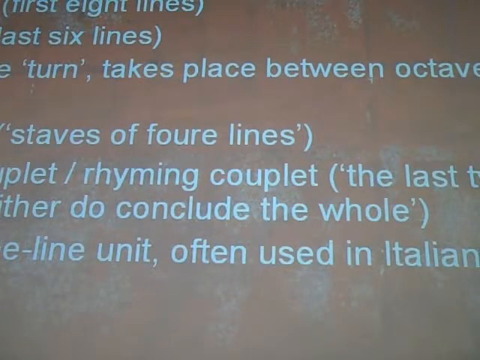The sense couplet, or the rhyming couplet, is that bit at the end. The last 2 rhyming together do conclude the whole. The tercet is not used that often in English sonnets. Just as you can cut your octave, your first 8 lines, in 2, so you can cut in your Italian sonnet your sestet in 2, into 2 groups of 3. So there's a kind of mirroring effect. 4 and 4 plus 3 and 3.